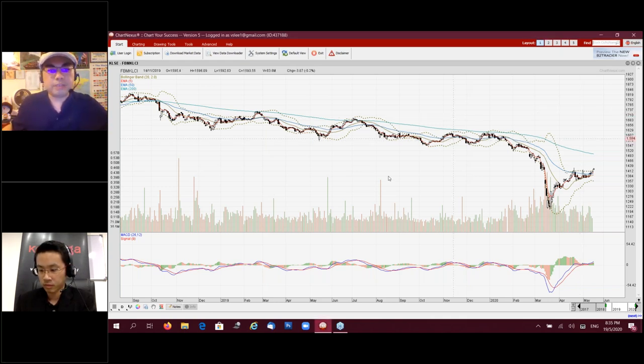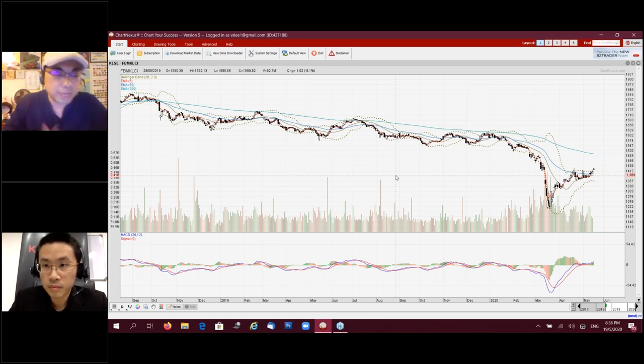So FBM KLCI nowadays, the stock market is quite hot. Yesterday, the volume picked up and most of the investors have been making a lot of money. But where are we now? This is the question. Are we actually breaking out from all the possibilities? Are we actually in the uptrend or are we still in the risk zone? This is something that we need to look at.